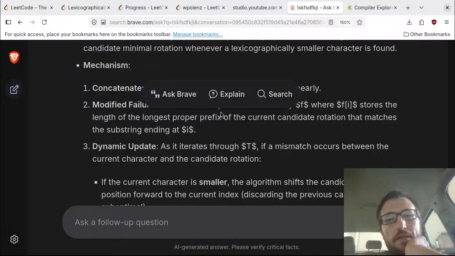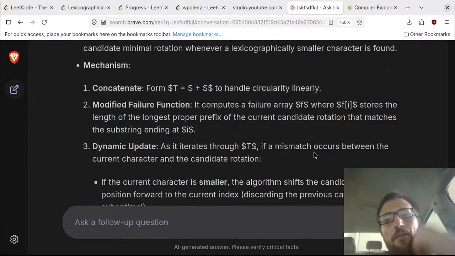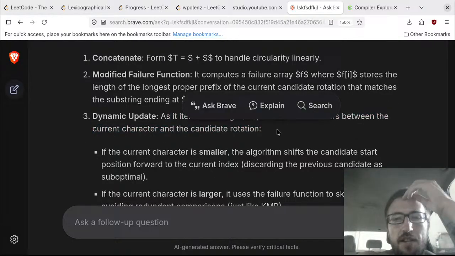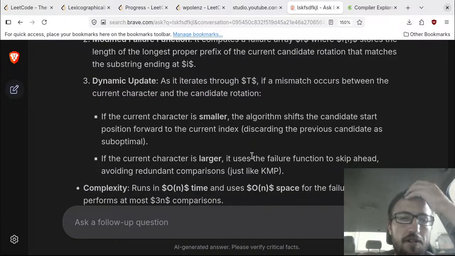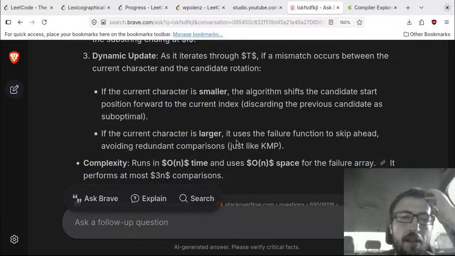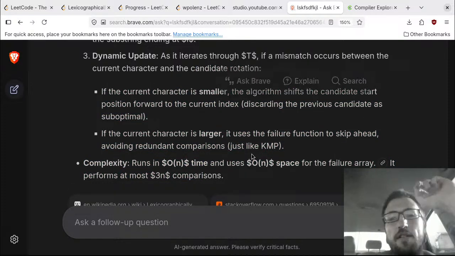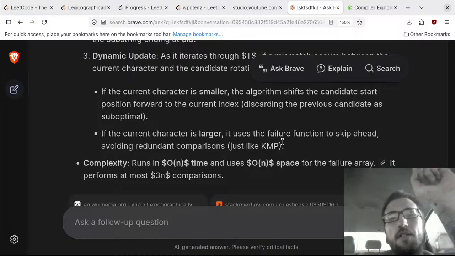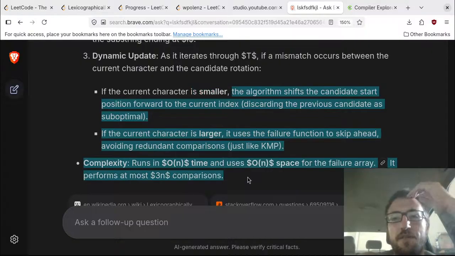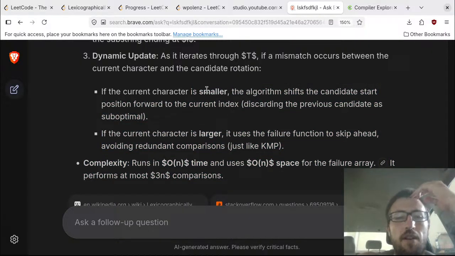Modified failure function: it computes a failure array F, where F of I stores the length of the longest proper prefix of the current candidate rotation that matches the substring ending at I. Dynamic update: as it iterates through T, if a mismatch occurs between the current character and the candidate rotation, and the current character is smaller, the algorithm shifts the candidate start position forward to the current index, discarding the previous candidate as suboptimal. If the current character is larger, it uses the failure function to skip ahead, avoiding redundant comparisons, just like KMP.